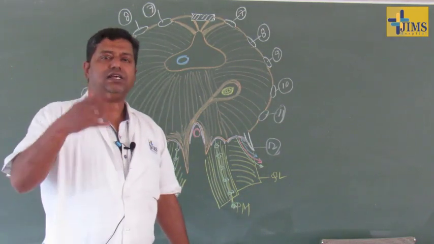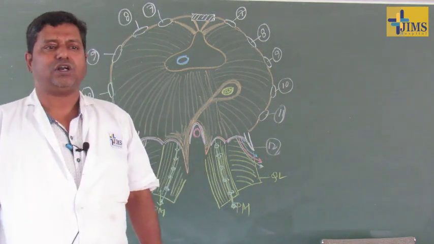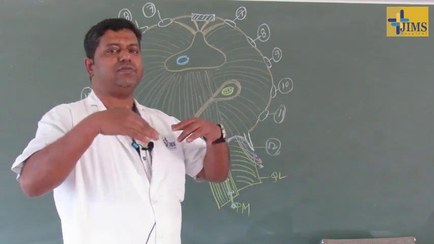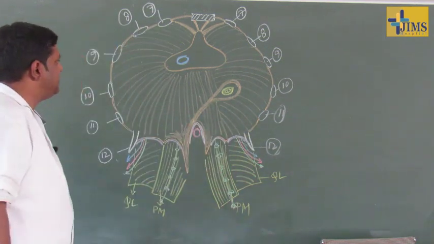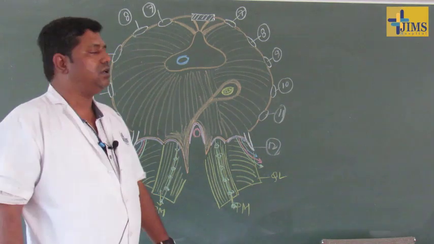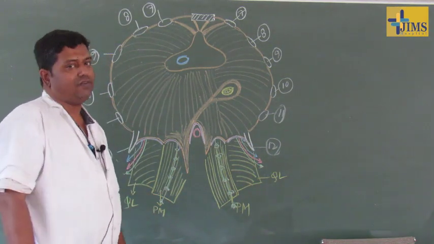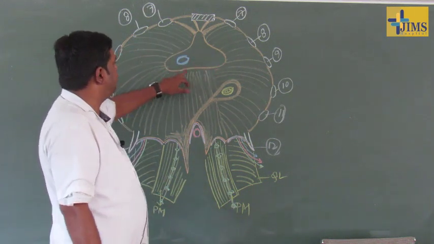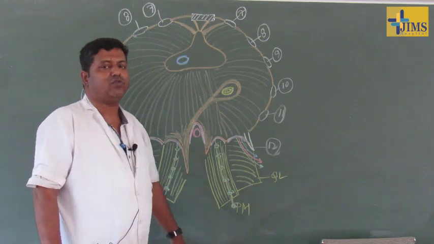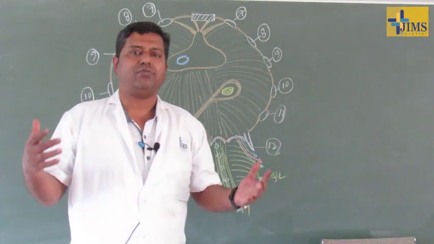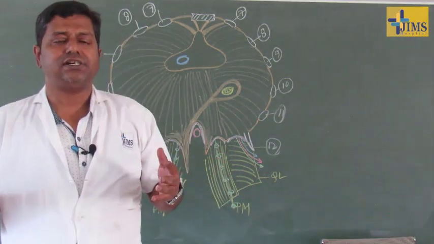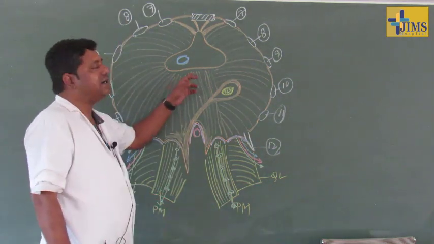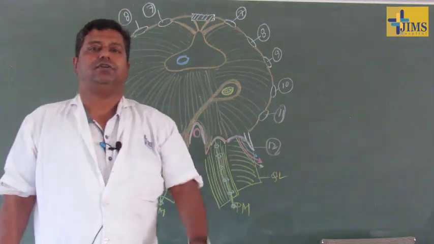Now what about the insertion of the diaphragm? All these fibers will be inserted into a central tendon of the diaphragm. You can see here, this is the central tendon of the diaphragm, which is not muscular but fibrous in nature. And the central tendon looks like a trifoliate leaf.